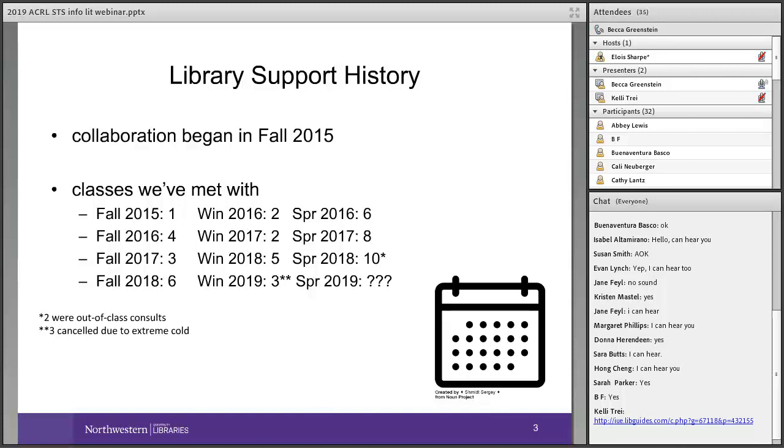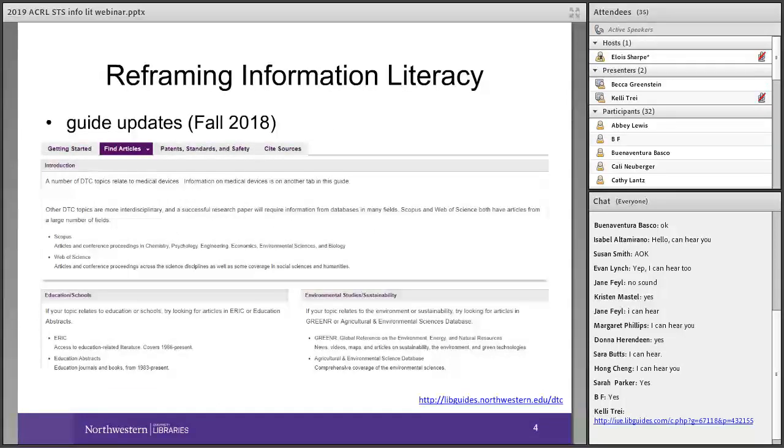Okay, so now that I've introduced you to DTC and the library support history, I'm going to be talking a bit about how we've reframed information literacy. So the first thing we did was to update our research guide.